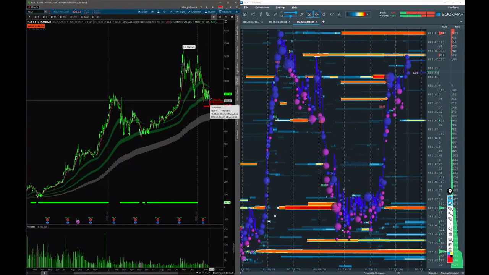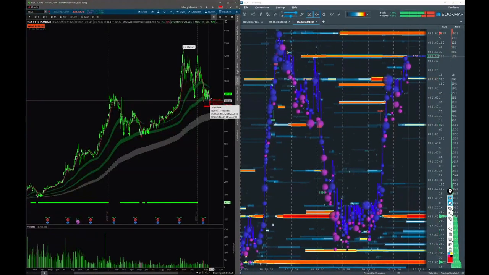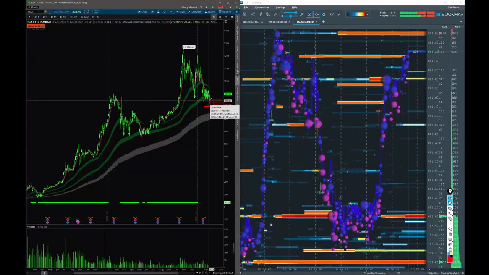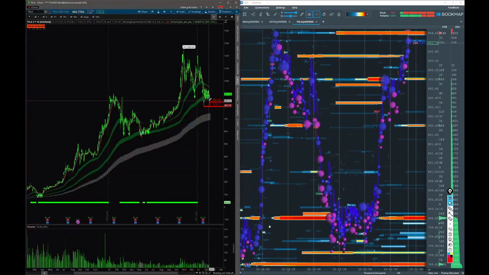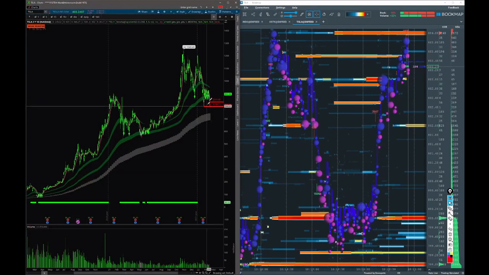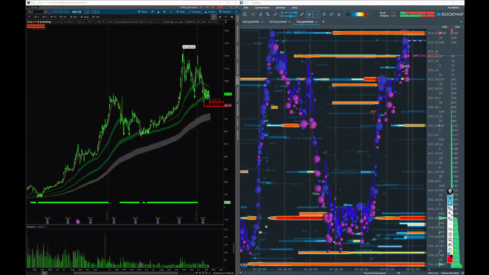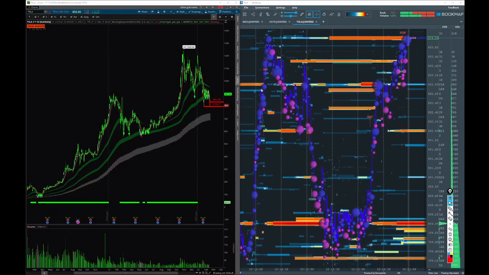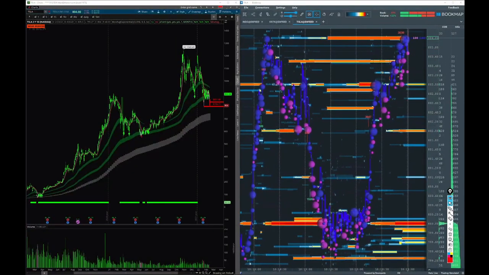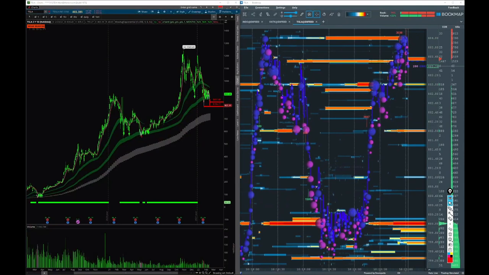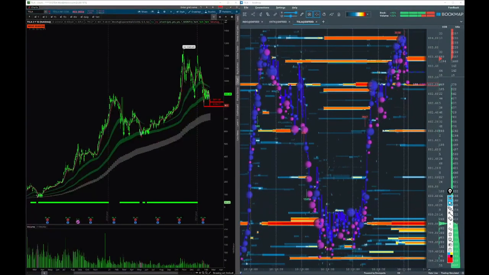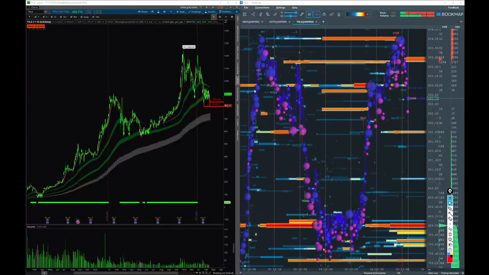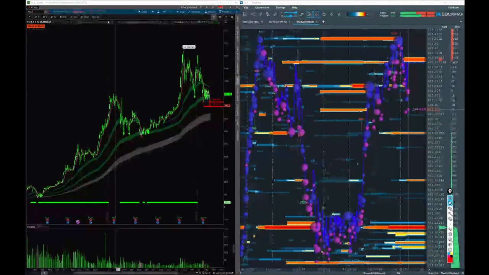NVIDIA, Apple, Facebook, Amazon, Google, everything depends on the overall market. And right now we have Bitcoin, which, even if it's not a tech stock, because we're talking about a different technology, a cryptocurrency, is moving very close to how Tesla and other tech stocks are doing.